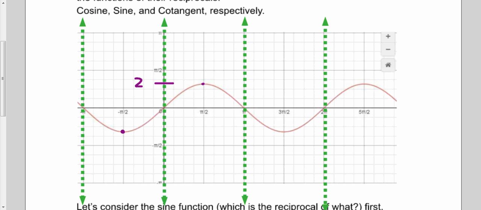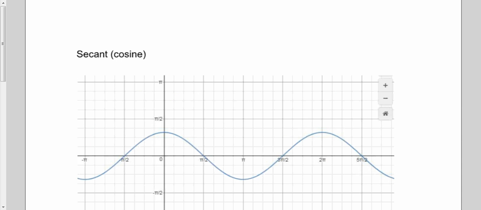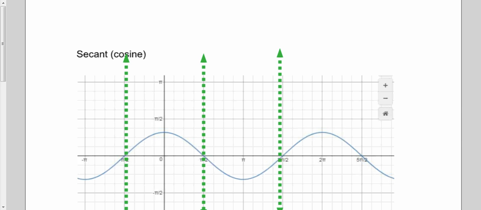Is cosine going to be any different? What's the reciprocal of cosine? Secant, right? The only difference with the secant function, as opposed to the cosecant function, is what? It's where these guys are. What's up? Smiler or frowner? Smiler, right? Frowner, smiler.